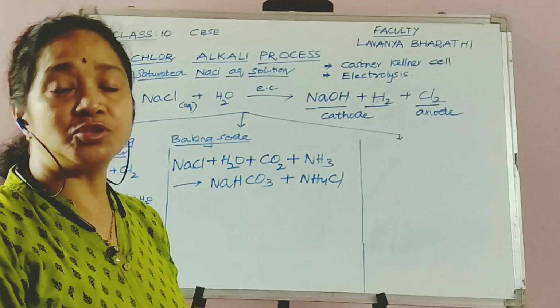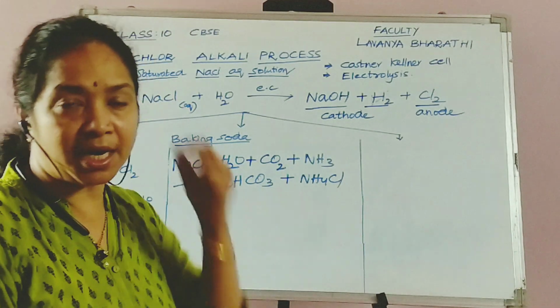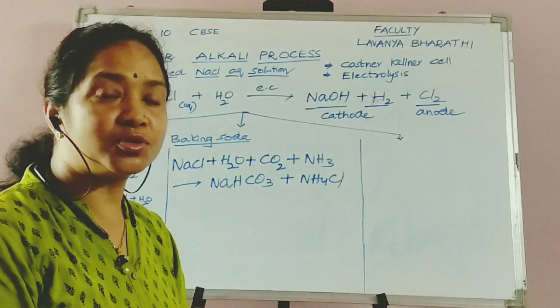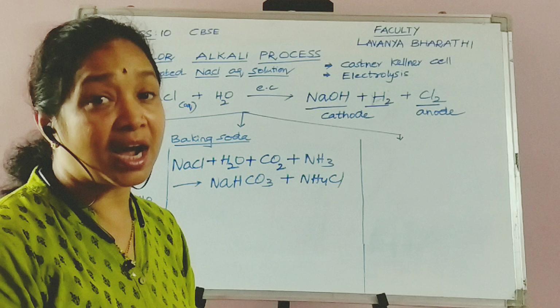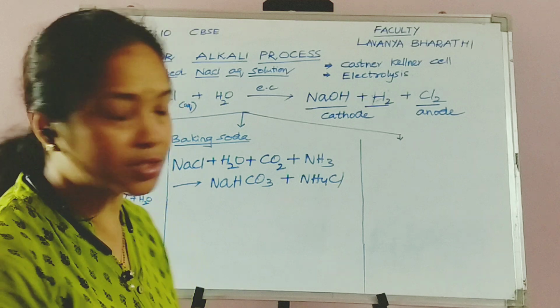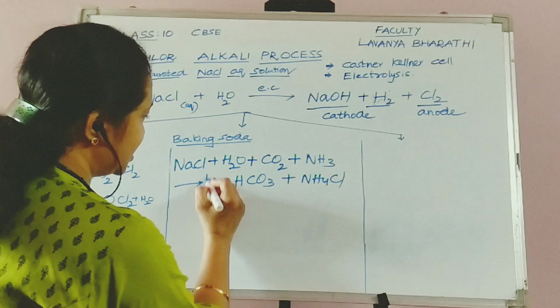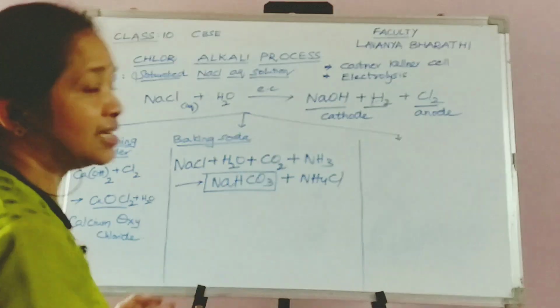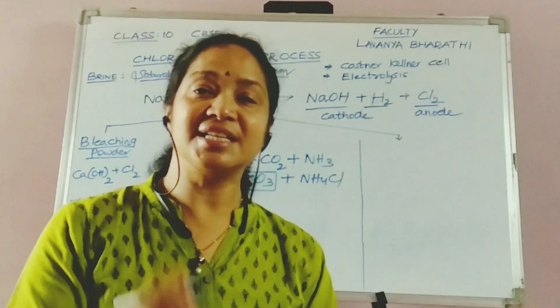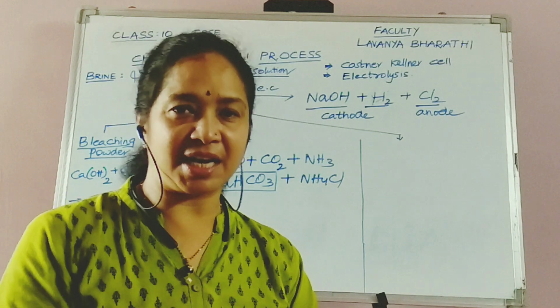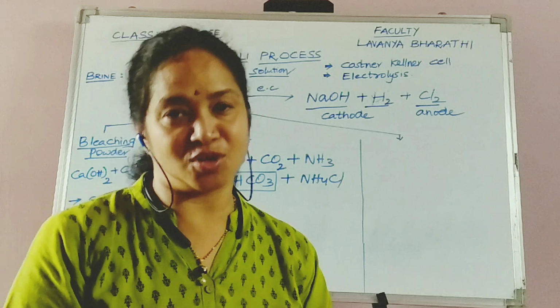So here, coming to the uses of sodium bicarbonate. Sodium bicarbonate is a basic salt and it is used as an antacid or soda acid fire extinguisher also. Ammonium chloride is used as a fertilizer. But this sodium bicarbonate directly cannot be used in cakes because the pH of sodium bicarbonate is a little bit high, and due to the bitterness it is not used.